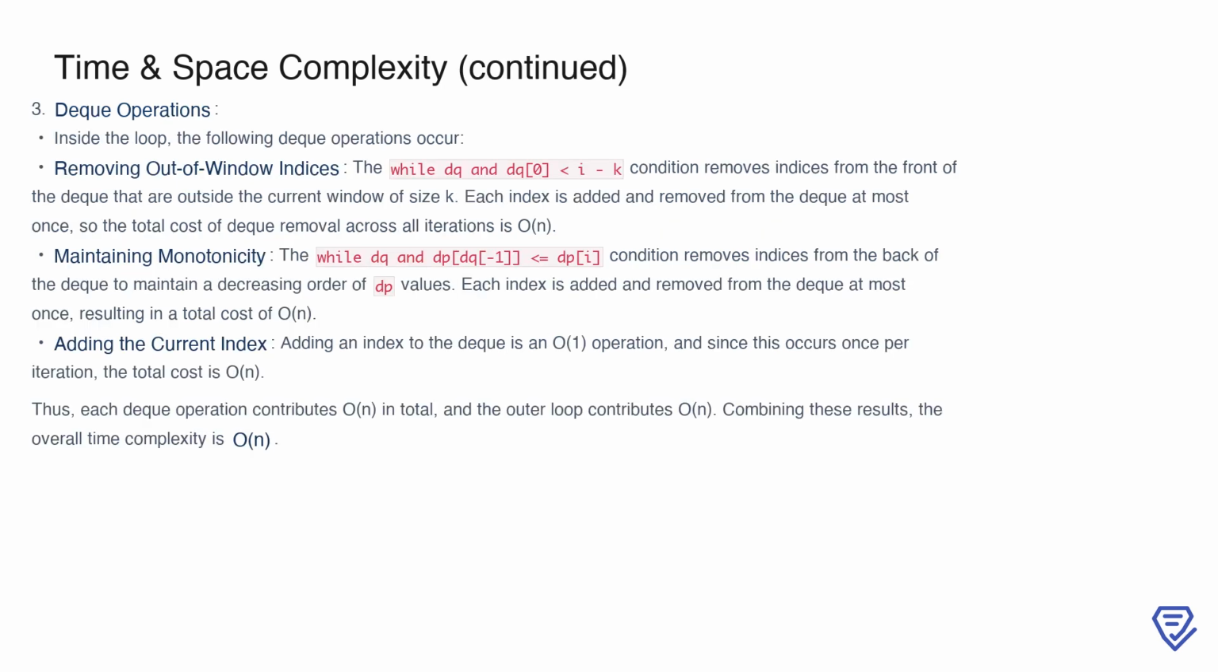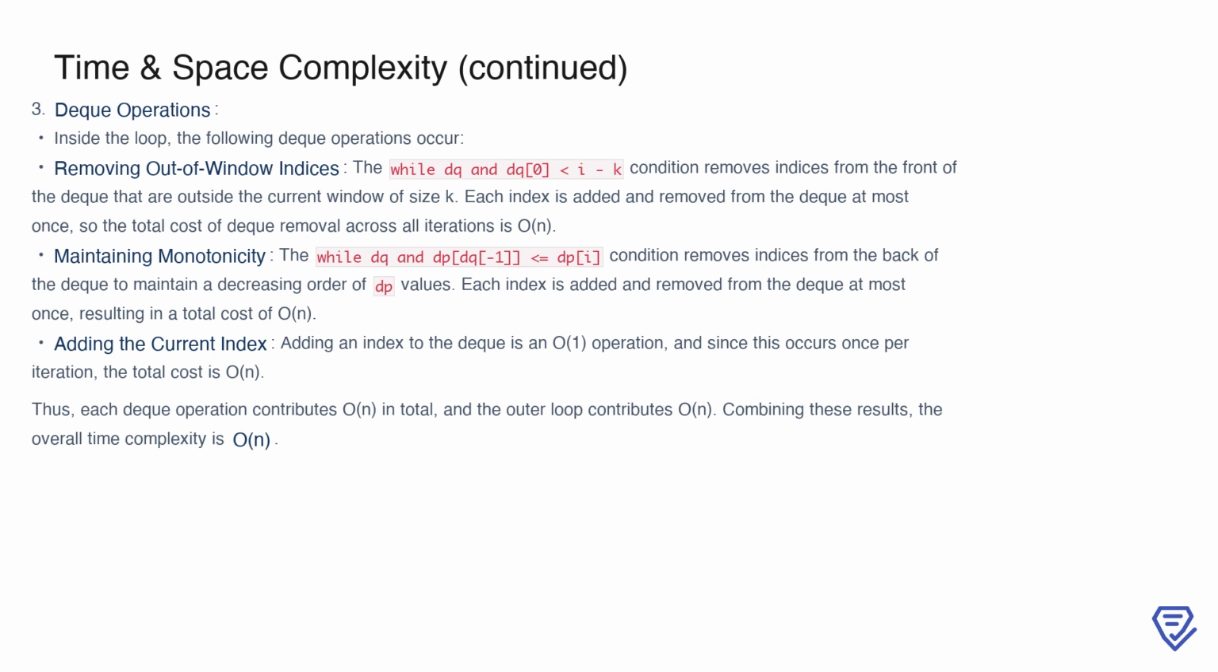Now, within this loop, the operations on the deque play a critical role in maintaining efficiency. First, we have the removal of out-of-window indices, which ensures that indices outside the current sliding window of size k are discarded. This is done with the condition while dq and dq[0] < i - k. Each index is added to and removed from the deque at most once, so the total cost for these removals is O(n).